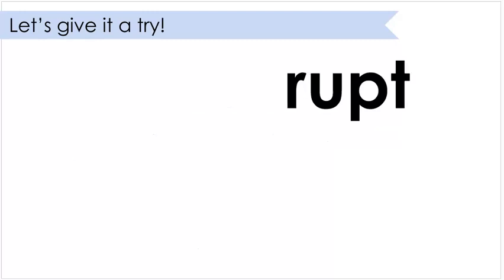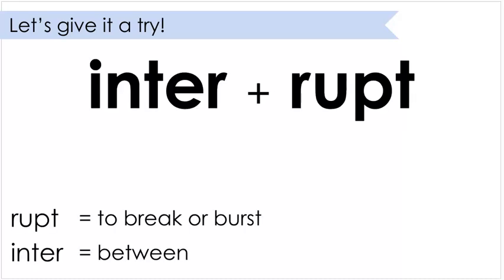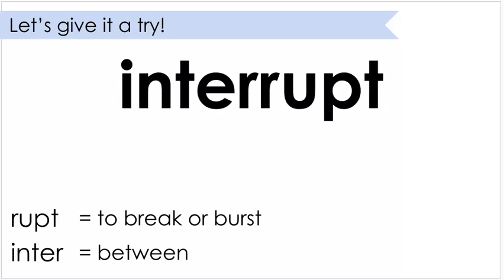Next, let's try it again. We have our root word rupt, which means to break or burst. We're going to add it to the prefix inter, which means between. So we have between and to break or burst. Can you figure out the new word? Interrupt is correct. Based on these definitions, what do you think interrupt really means? You're probably already thinking of something.